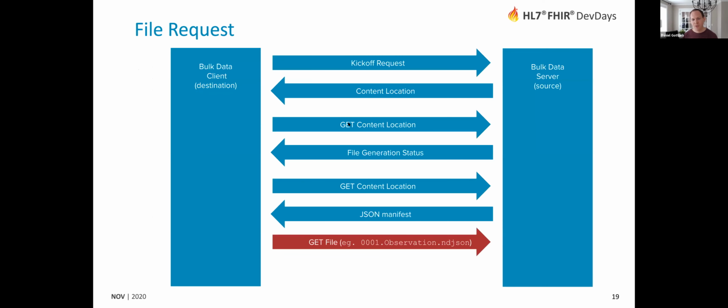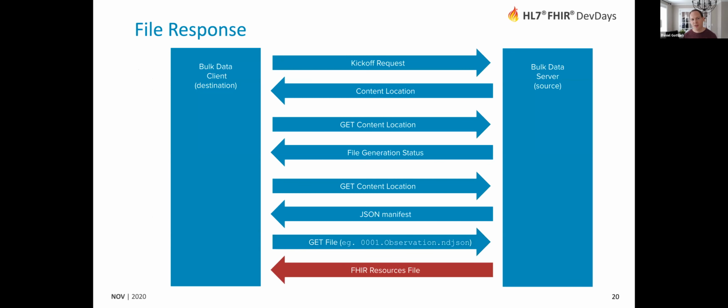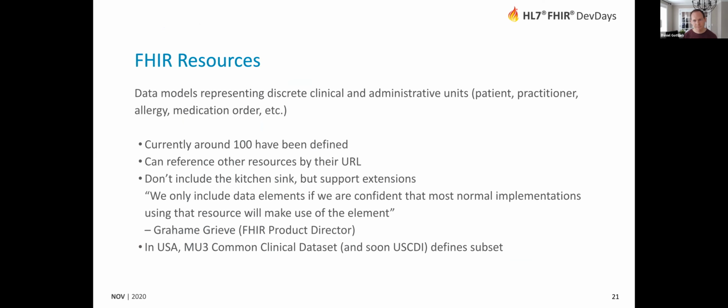So then the client can go and pull down each of these files individually and review the FHIR resources in them. I won't talk too much about FHIR resources. Hopefully, at this point in DevDays, you're somewhat familiar with these FHIR data models. The one thing I do want to emphasize is that the bulk data API is a little bit agnostic as to which resources are returned from a particular server.